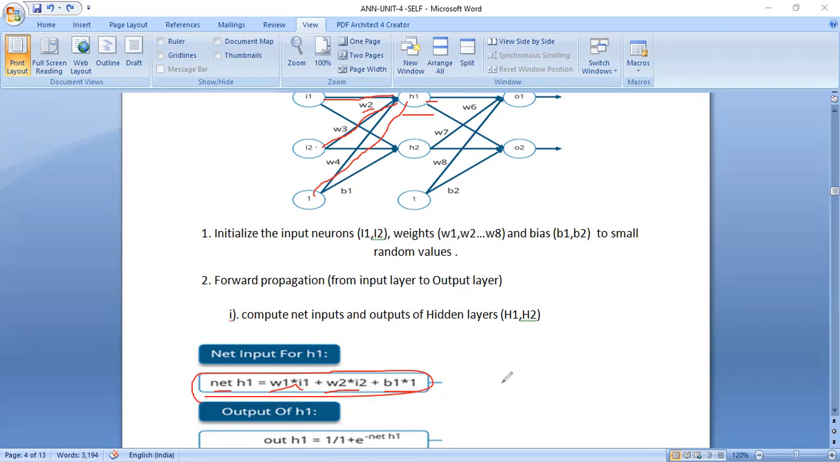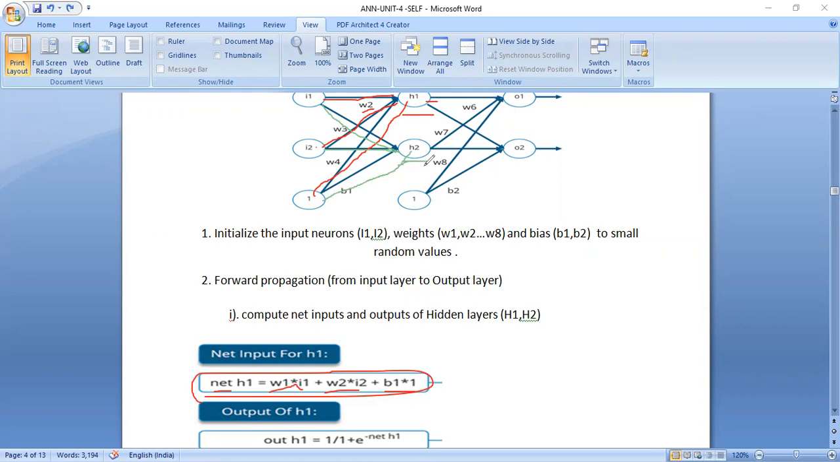As well as here, then again we would calculate for the H2 also. So how are we going to calculate the H2? In the same manner, net H2 equal to now H2, right? So what are the input signals for H2? First one, I1 into W3 plus I2 into W4 plus 1 into B1. These are the net input of H2.